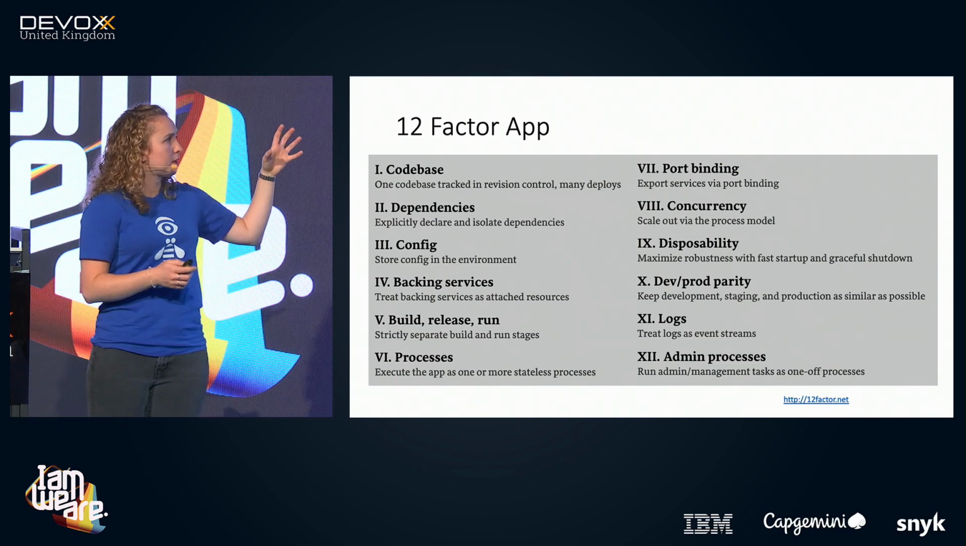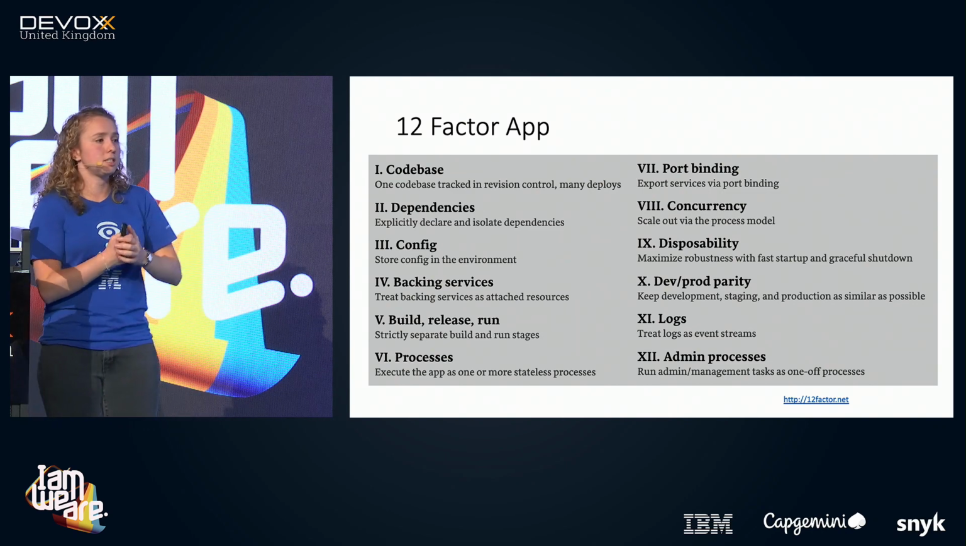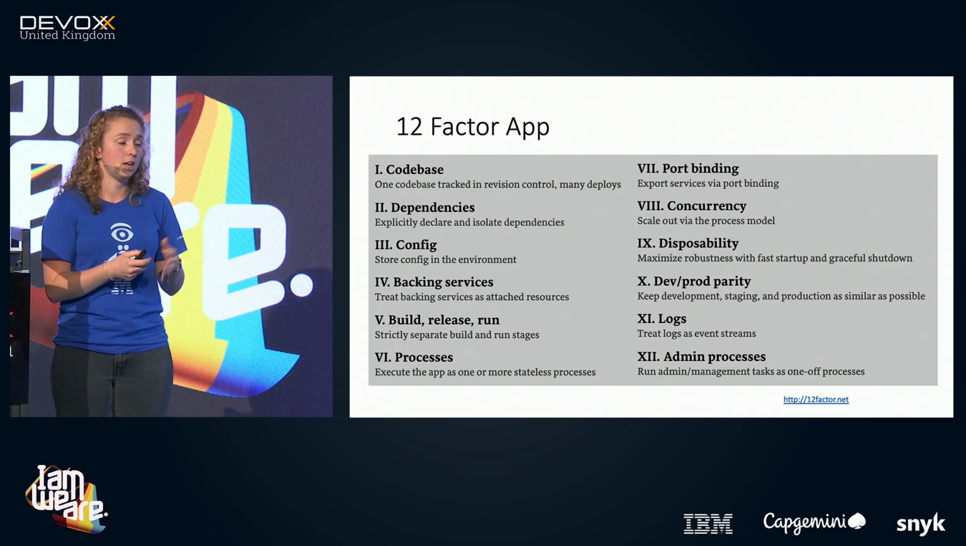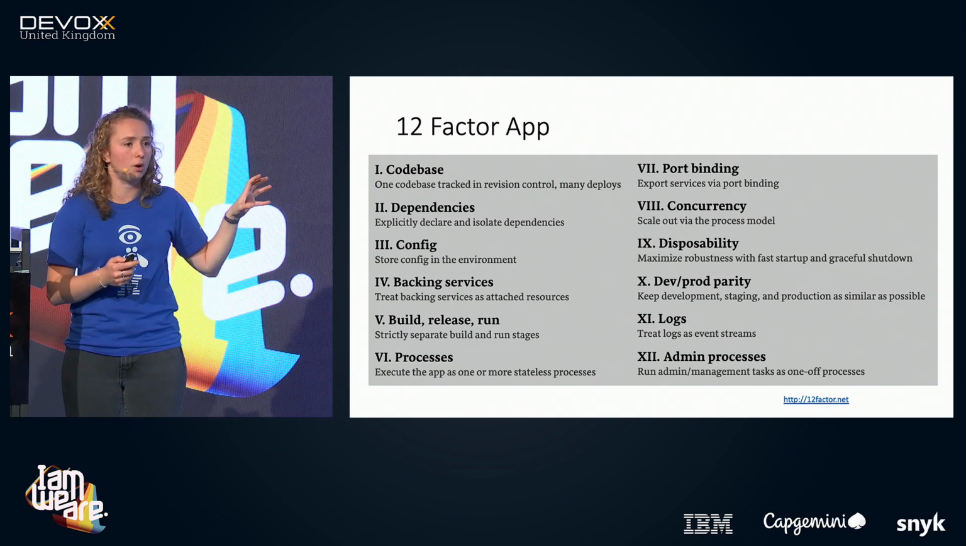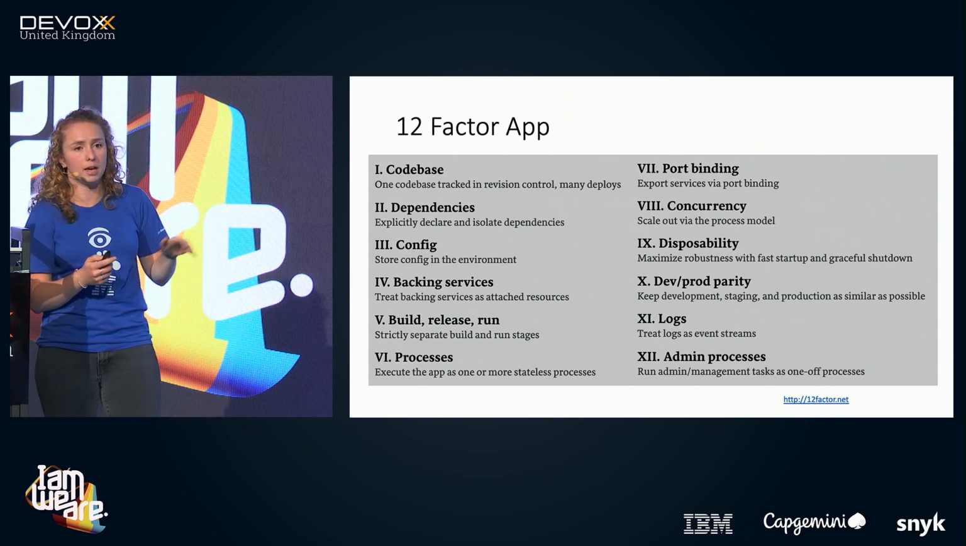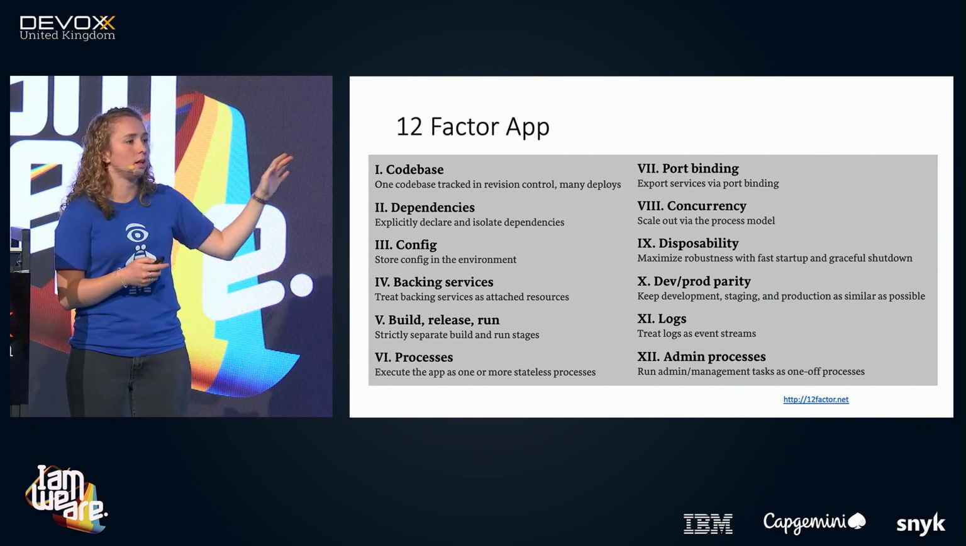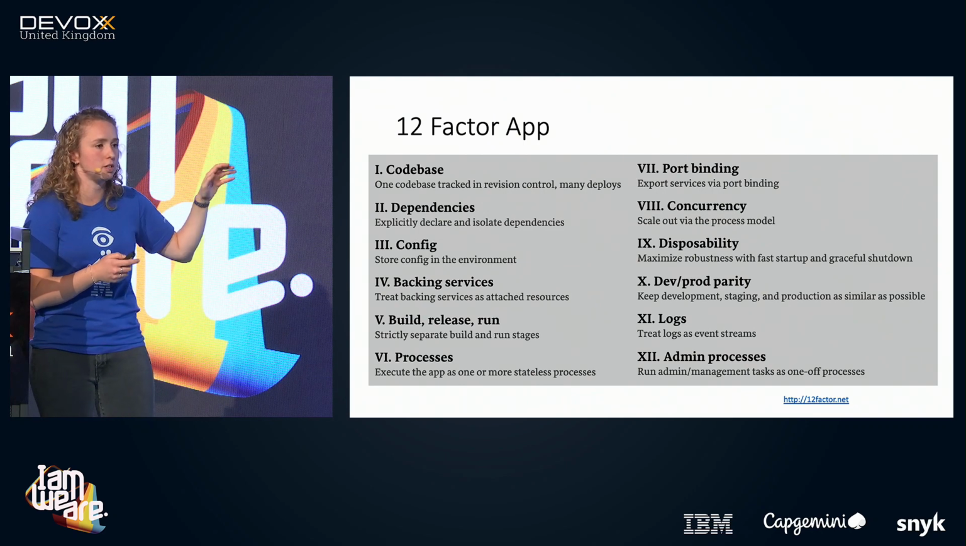So the 12-factor methodology, if you're not familiar with it, is essentially 12 factors, hence the name, that set out the different things that you should be thinking about when building a cloud-native application. And they actually link really well into the behaviors that I just showed in this previous slide.